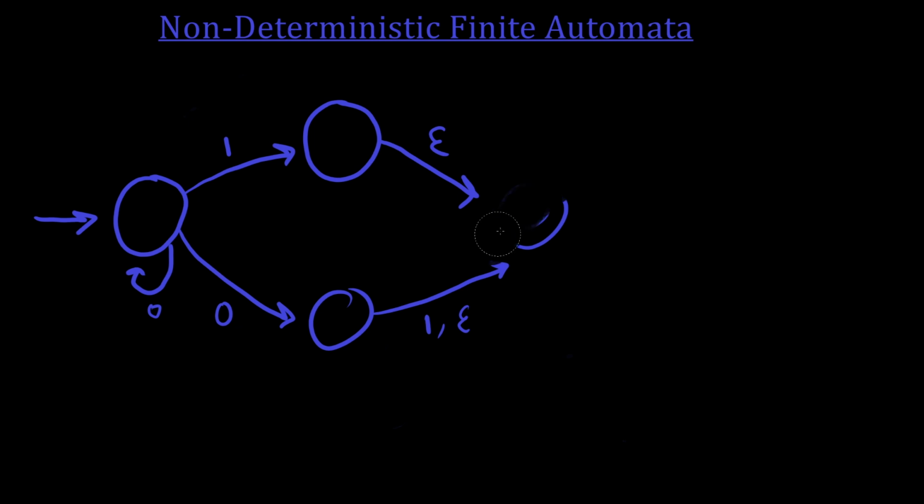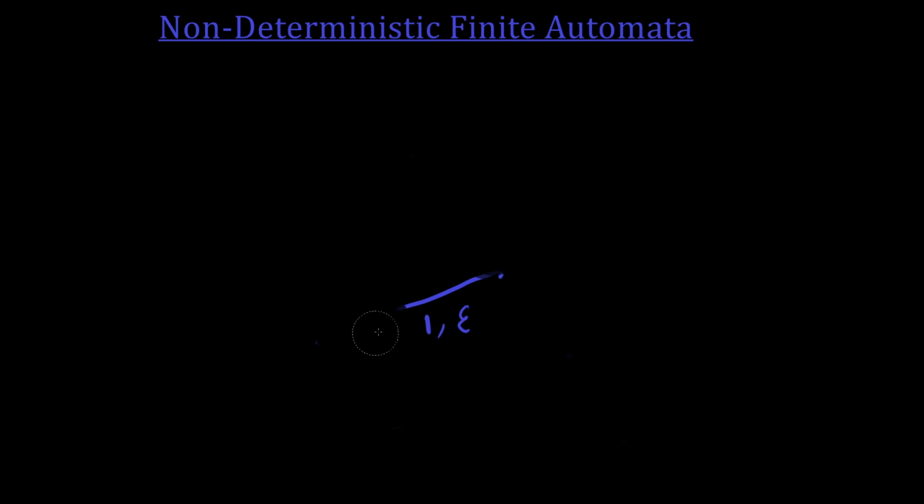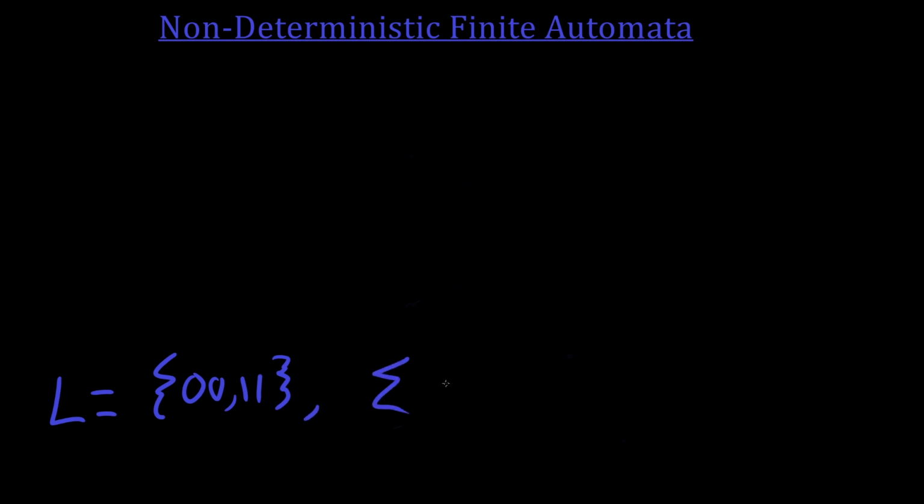Next, I'm going to go over a quick example of how we can build an NFA to recognize a particular language. However, I'm going to go over it a little bit more quickly than the DFA video, just because we've already sort of done the DFA case, and the NFA case is pretty similar. So let's say that our language is the set of strings 0, 0, and 1, 1, and our alphabet is the character 0, the character 1, and the character epsilon. And we want to build an NFA that recognizes this language.